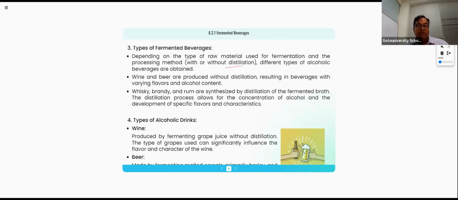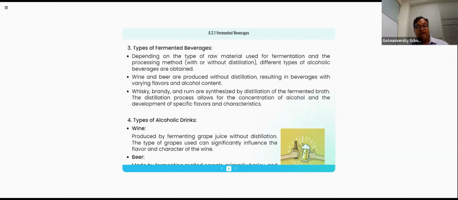Separation of the molecules based on their different boiling points is nothing but fractional distillation. So by using the different boiling points, we are separating the beverages of various quality. And these beverages are used for medicinal applications also, that we know very well.